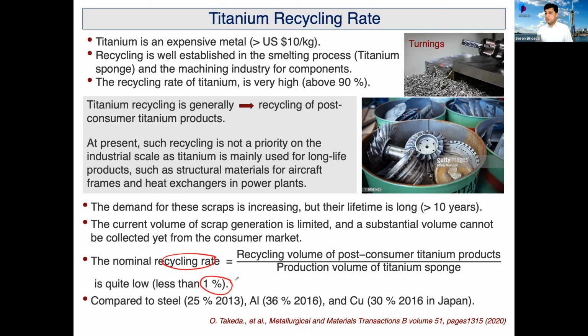It's very low. So, for example, compared to steel, this comes from a Japanese database from this paper by Takiyada. Steel is about 25 in Japan, aluminum 36, copper 30 in Japan only, but for titanium it's only 1%. So what does that mean? That means the rate being produced is much more than the recycling part. So we are in trouble. Probably we will get to the half-half point even before 2055.